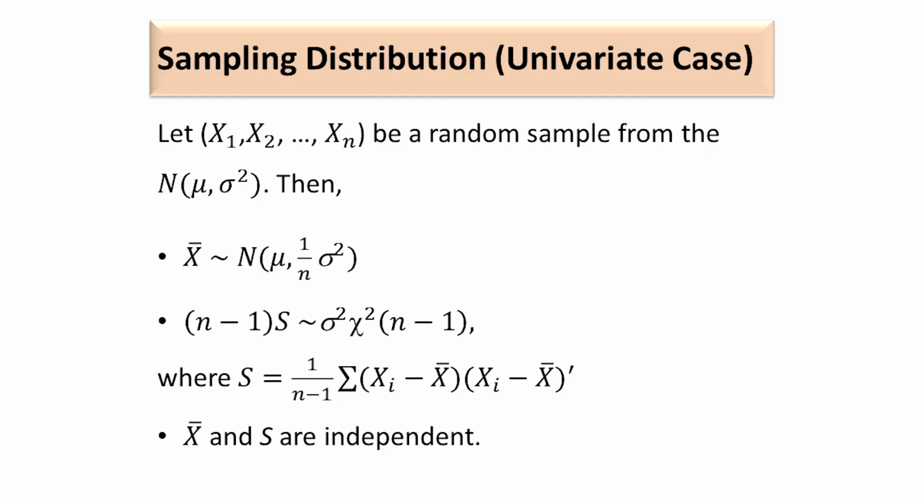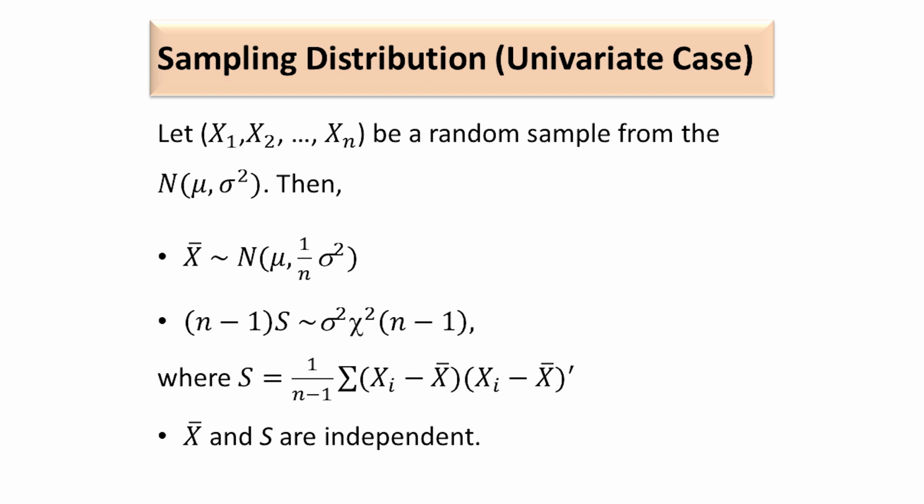We shall first consider the univariate setup. Suppose we have a normal distribution with mean mu and variance sigma square, where both the parameters are unknown. Let us assume that x1, x2 to xn form a random sample of size n from this distribution. Then we can denote the sample mean by x bar, the usual notation, and the sample variance by S, which has the denominator n minus 1.